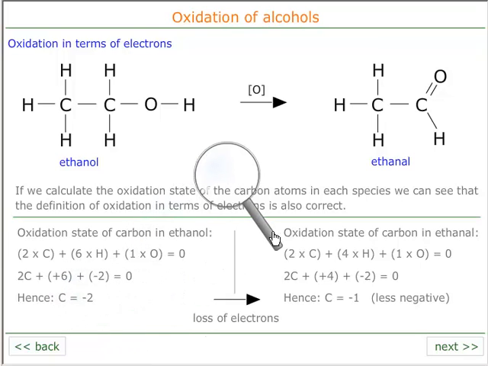A similar treatment for ethanal finds that the oxidation number of each of the carbons in ethanal is -1. And so we've gone from -2 for the carbons to -1. It's less negative, and so we are losing electrons. In fact, each carbon is losing 1 electron, so overall there are 2 electrons being transferred.